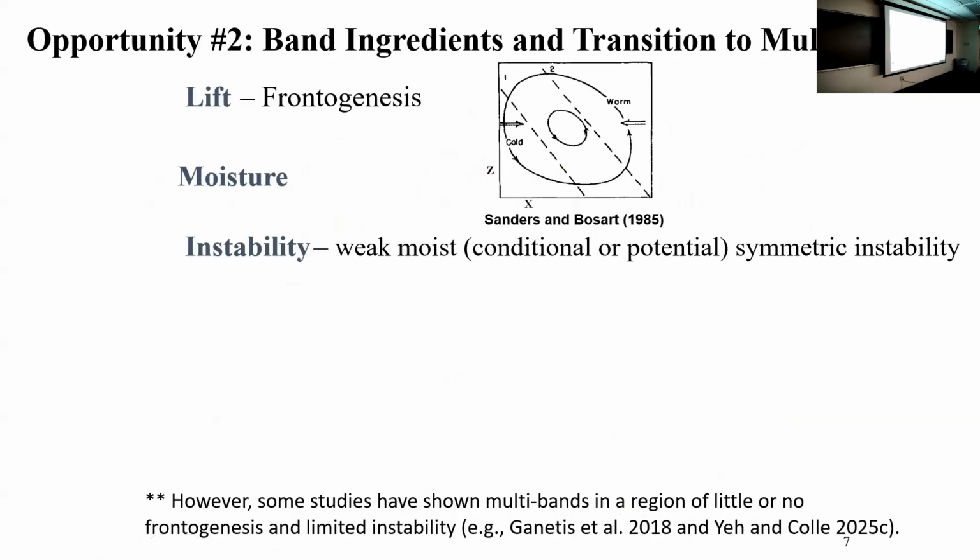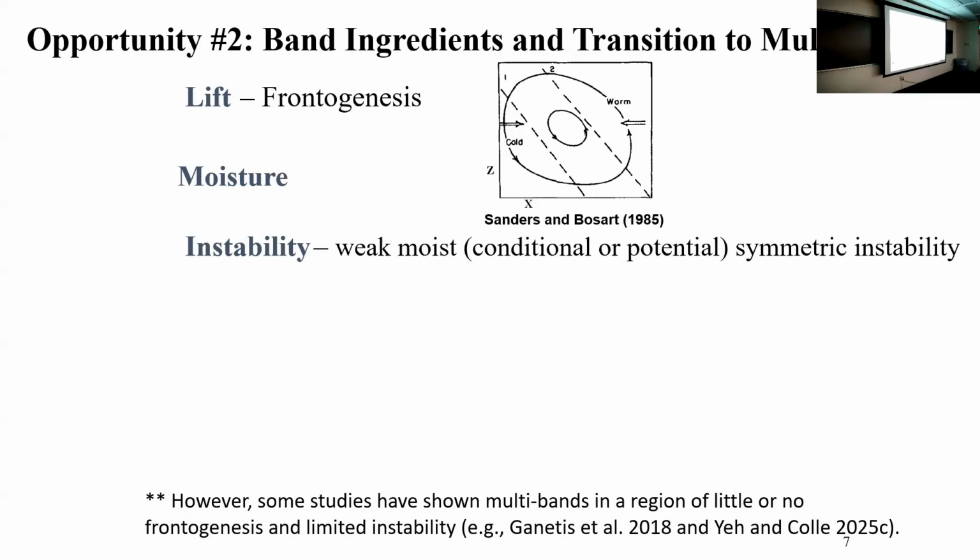The other big opportunity, I'm calling it, to end my presentation, the last thing, is the band ingredients, and we had a whole field program on this, IMPACTS, with NASA, to try to collect data with aircraft and so forth. The conceptual model or ingredients in the textbooks and past papers has been the idea that you need some sort of lifting mechanism, frontogenesis, which induces a direct circulation, moisture, and then some sort of instability to make it more convective in nature.